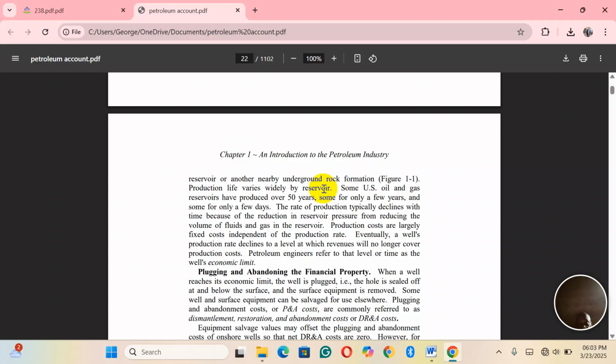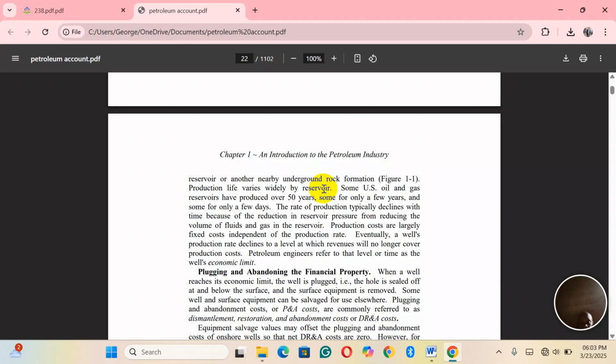Production costs are largely fixed costs independent of the production rate. Eventually, a well's production rate declines to a level at which the reservoir will no longer cover production costs. So petroleum reserve production to that level or time is the well's economic limit.